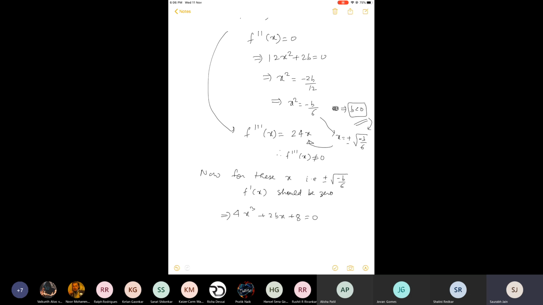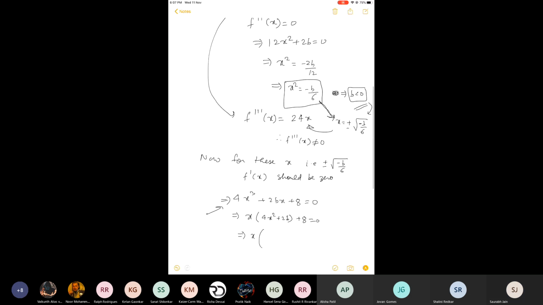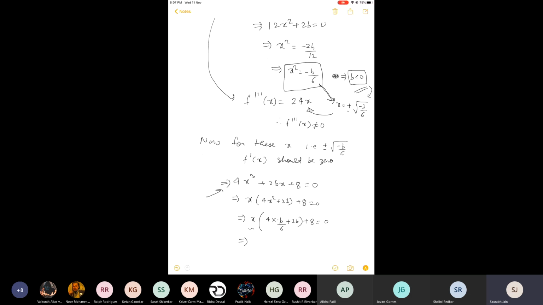So we can do one thing. Either we can put x equals plus minus under root minus b by 6 everywhere here in this equation, or we can take x common from the first two. This will become x times 4x square plus 2b, plus 8. And instead of putting this value of x, let us put x square equals minus b by 6, because we are getting these values from this expression only. So what will happen? 4 times of this number plus 2b, plus 8 equals 0.